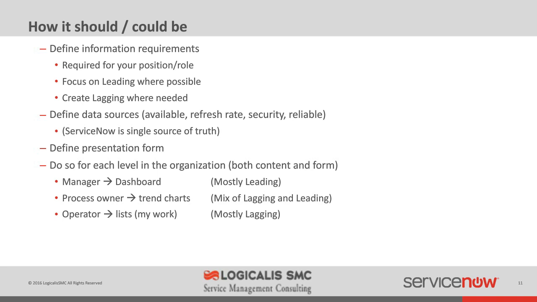What you normally will see is that a manager is more interested in a dashboard. His information should be mostly leading. Process owners are much more often interested in trend charts, which are a mix of lagging and leading indicators. Operators, at the operational level, are interested in lists, and those are mostly lagging. A good example of that is the My Work and the My Group Work list that we have in ServiceNow, showing the work they need to do.